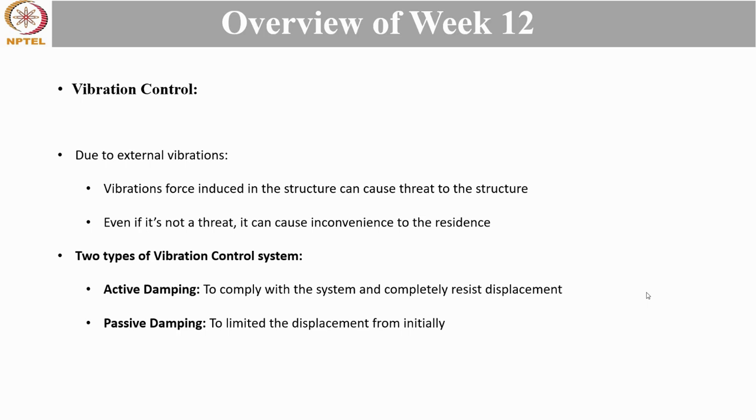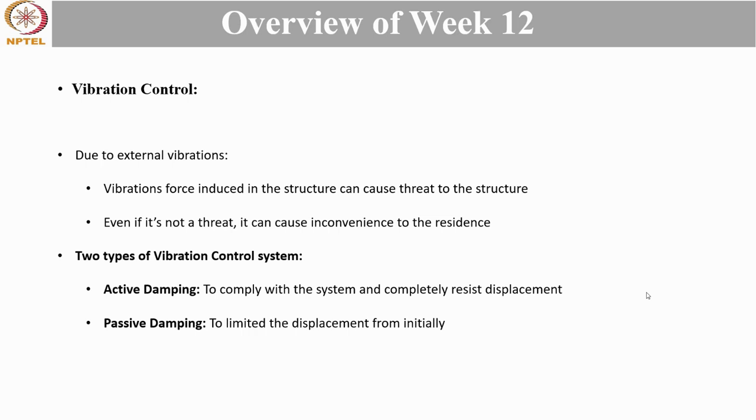After this, we talked about vibration control. Now, what's the need of vibration control? Due to external vibration, when the vibration forces are induced in the structure, if the vibration forces are very strong, they can cause threat to the structure. And even if the vibration forces are not a threat to the structure, they can cause inconvenience to the residents. So there is a need to control the vibration. Now, how can it be done? It can be done by adopting suitable vibration control systems.